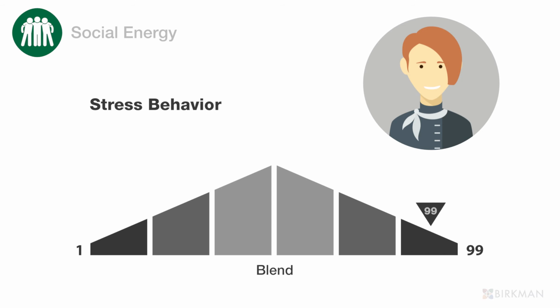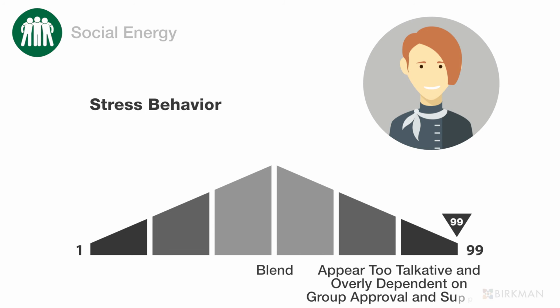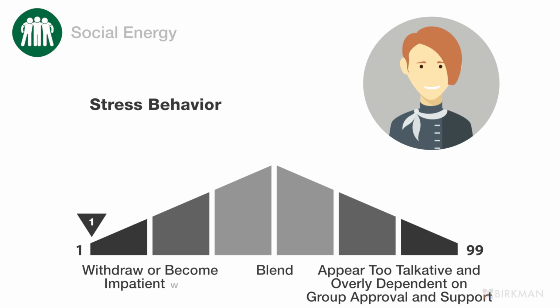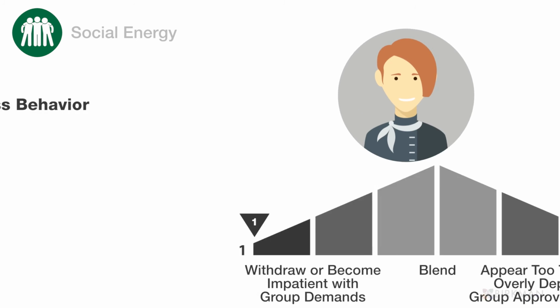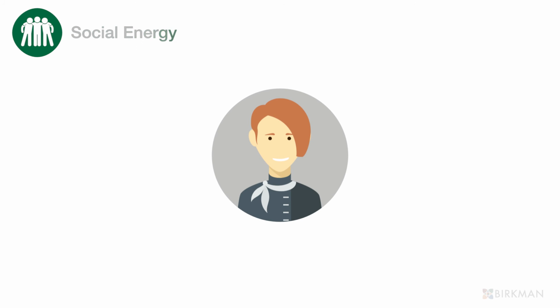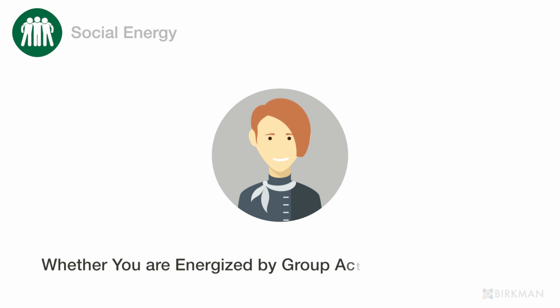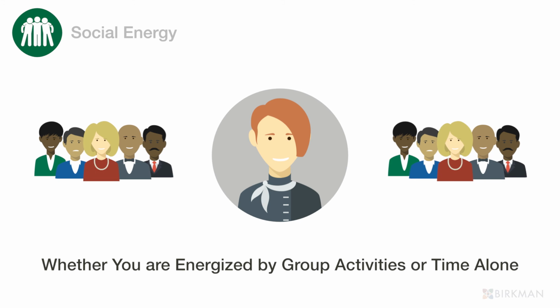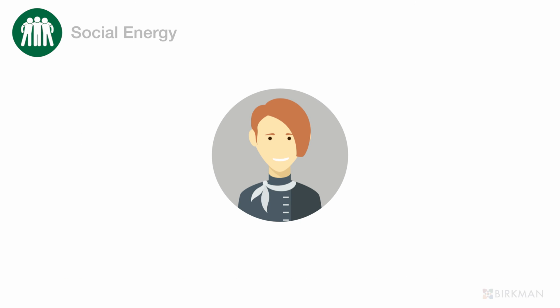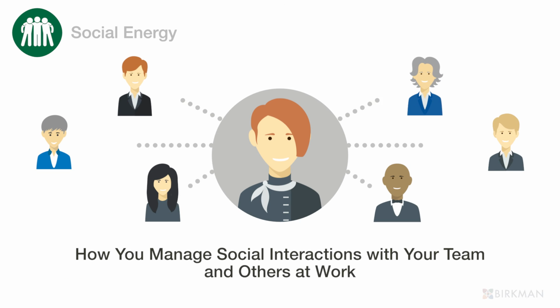If your stress score is on the high end of the scale, you may appear too chatty and overly dependent on group approval and support. If your stress score is on the low end of the scale, you may find that you withdraw or become impatient with group demands. The social energy component reveals whether you are energized by group activities or time alone, which is an important factor in how you manage social interactions with your team and others at work.